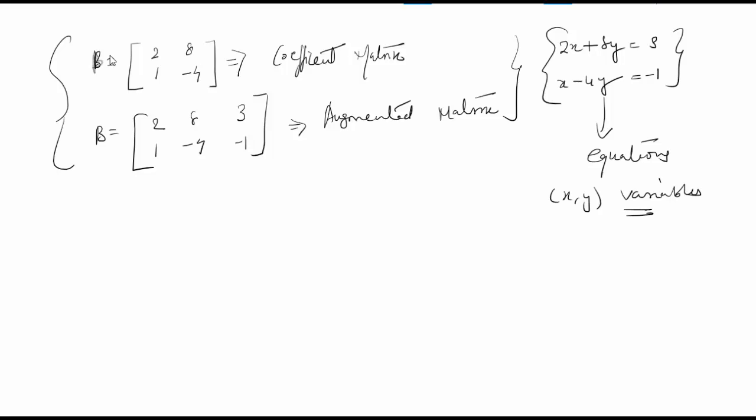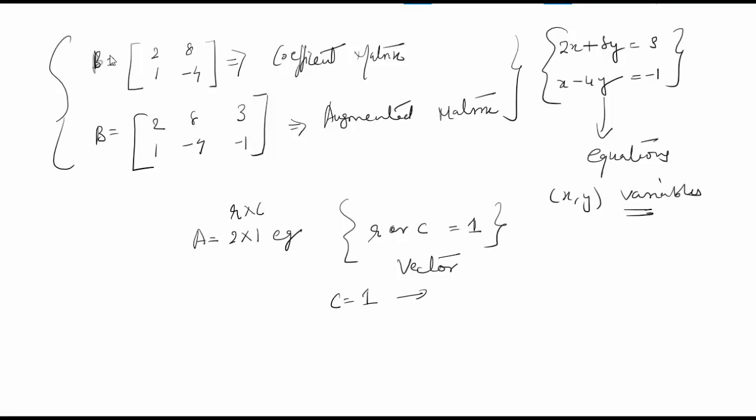Again, if I'm having a matrix A in the form of a 2 cross 1 matrix, for example, where this is my row and this is my column. Whenever my row or column is equal to 1, such a matrix forms a vector matrix. When the column is equal to 1, the matrix is known as a column vector, and whenever my row is equal to 1, such a matrix is known as a row vector.